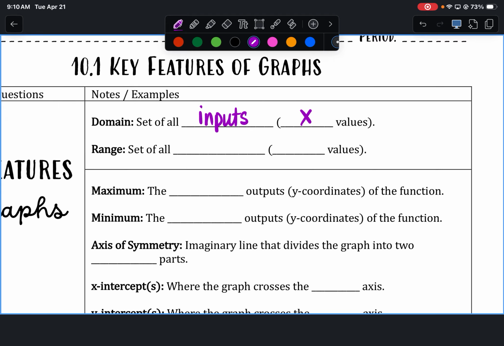Okay, whereas range is the set of all what? Y values, so it would be our outputs, which is our y values. And when we look at domain, we look from left to right. When we look at range, we go from where? Bottom to top.